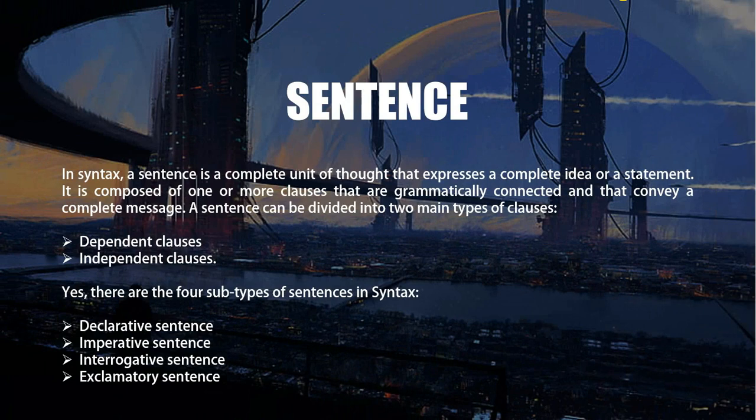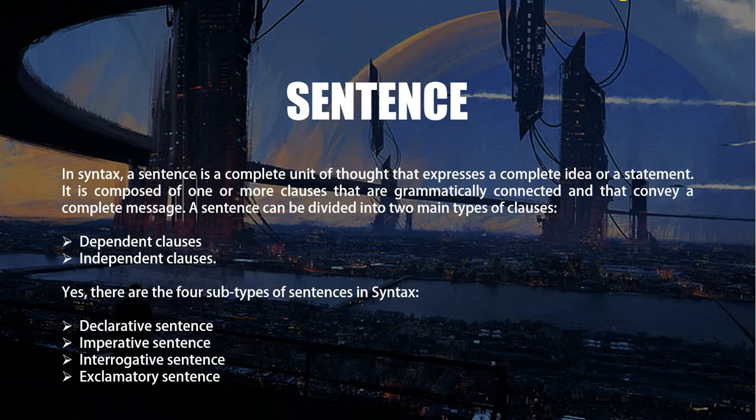And then there's a sentence. In syntax, a sentence is a complete unit of thought that expresses a complete idea or statement. It is composed of one or more clauses that are grammatically connected and that convey a complete message. A sentence can be divided into two main types of clauses.